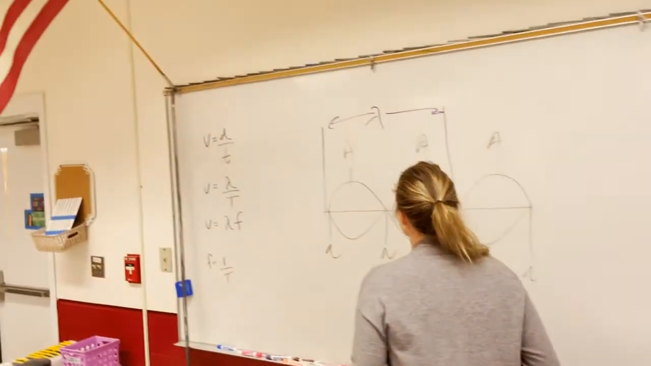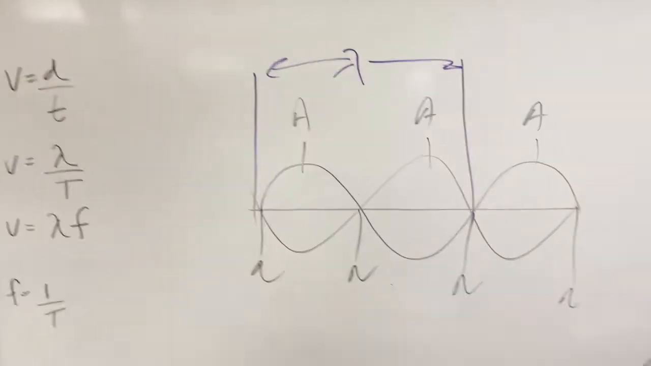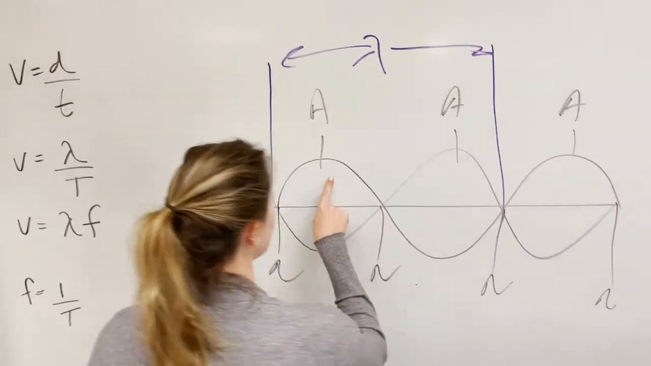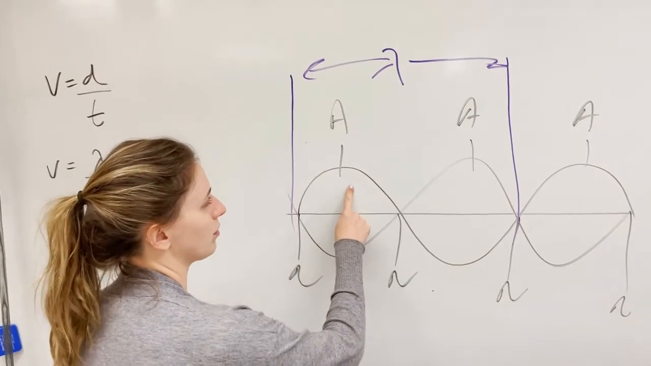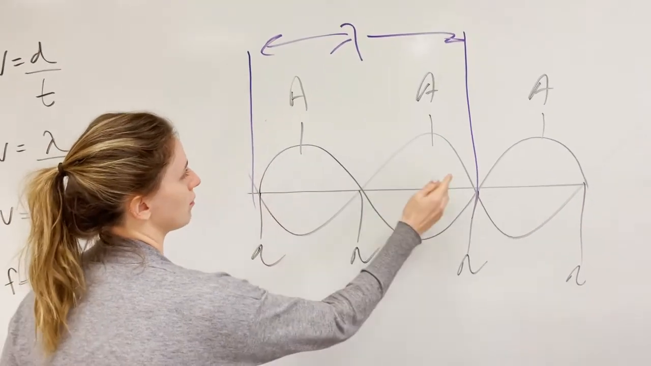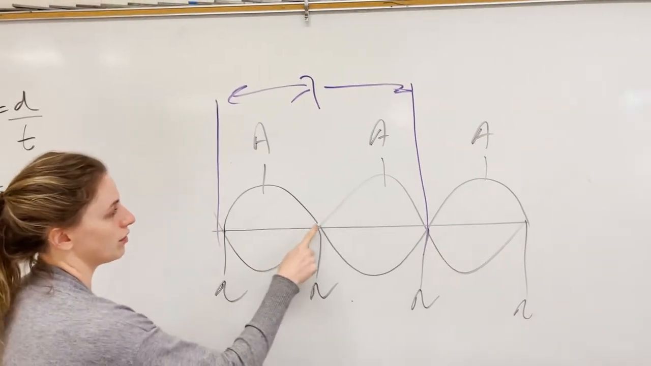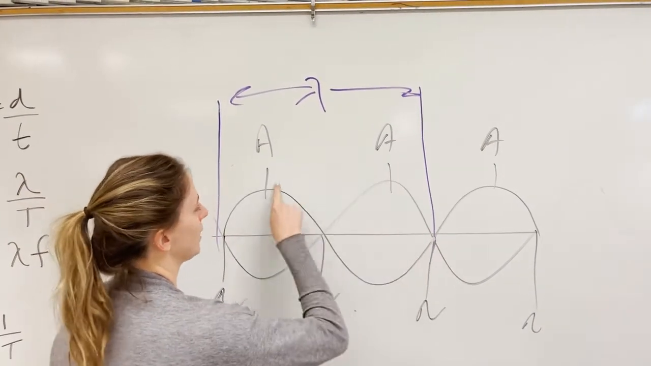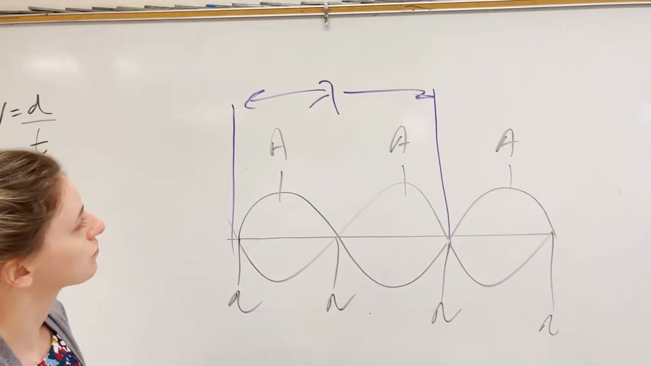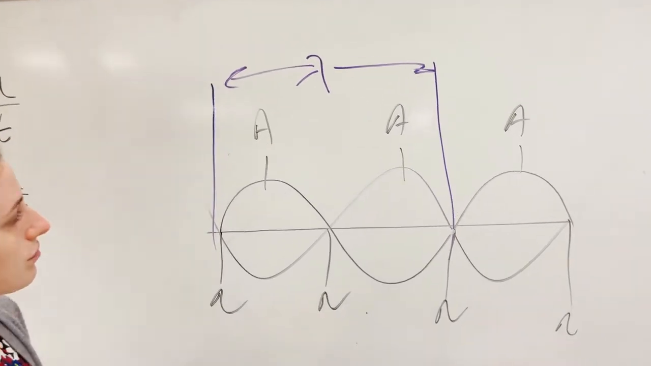Okay, so here we have one bump, which is half a wavelength. So if we've got two bumps, we've got one full wavelength. We've got nodes here and antinodes up here. So two bumps is a full-length wave.